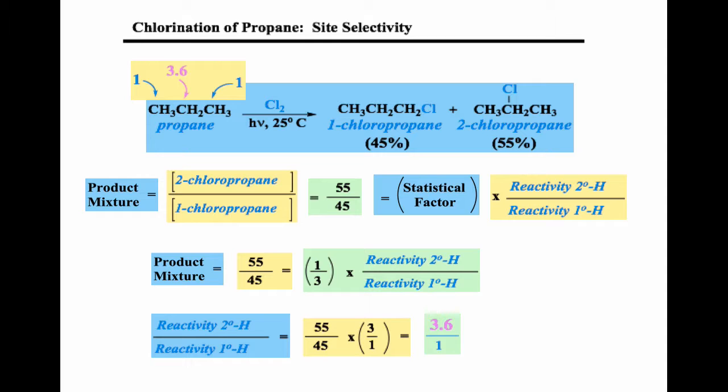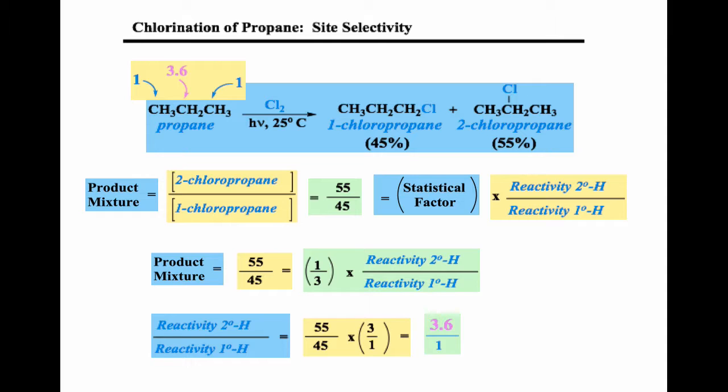And we end up with 3.6 to 1. This will be on exam 3. Okay, you will have to do a calculation like this. Does that mean that all secondary hydrogens are 3.6 times more reactive in all reactions? No. This is in the chlorination reaction.